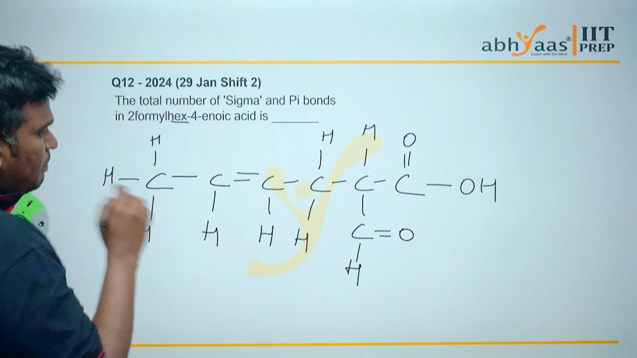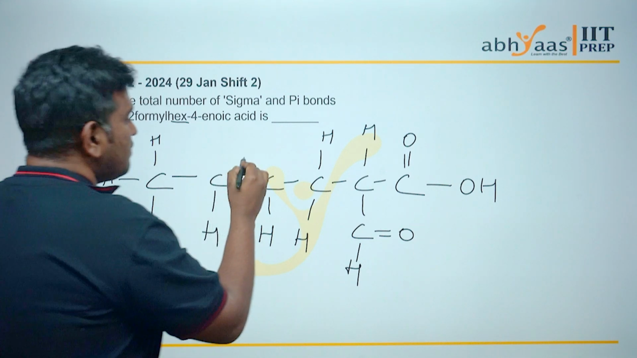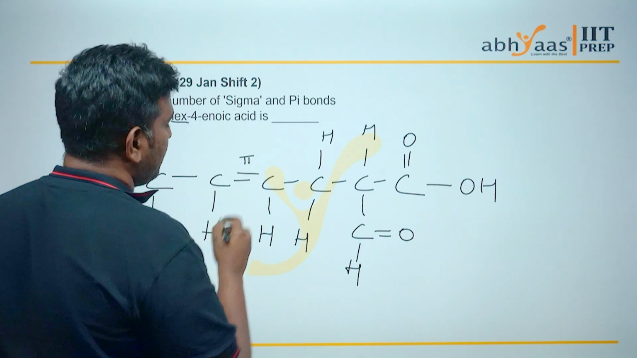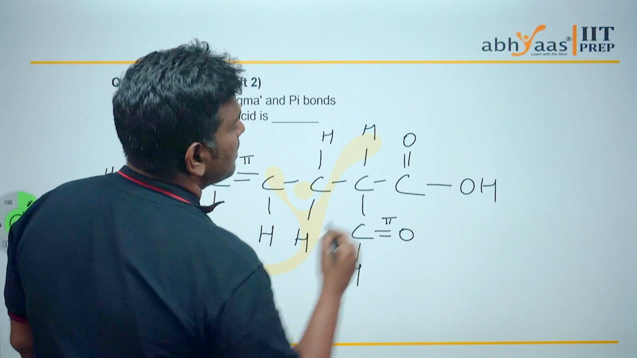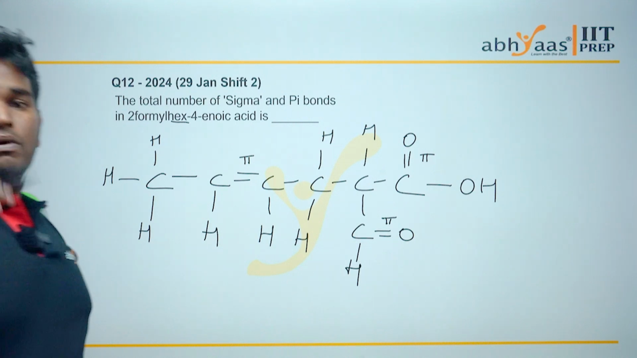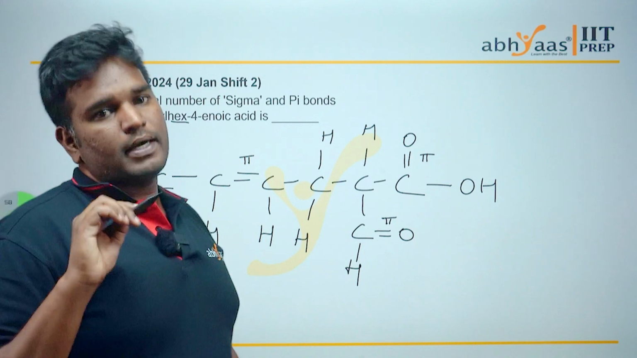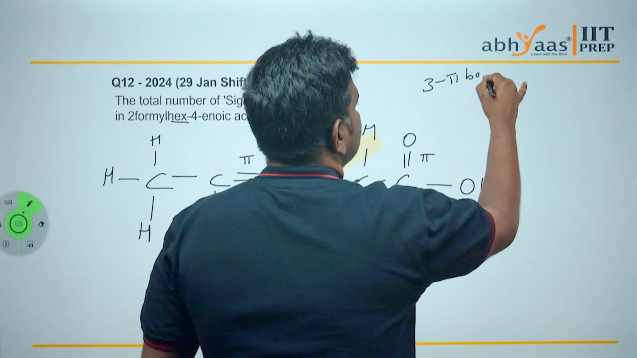So here, if you count, you know that pi bonds will be coming along with a double bond. So here you have one pi bond, right? Here also you will be having one pi bond. Here also you will be having one pi bond. Whenever double bonds are coming, one bond will be pi. So you will be having 3 pi bonds.